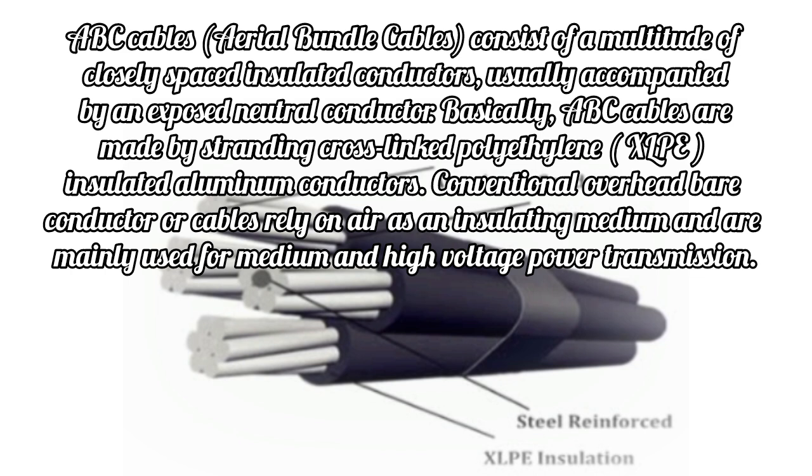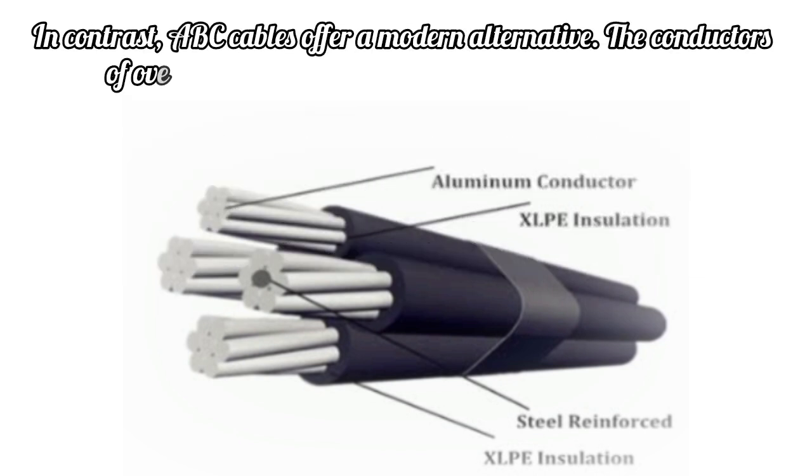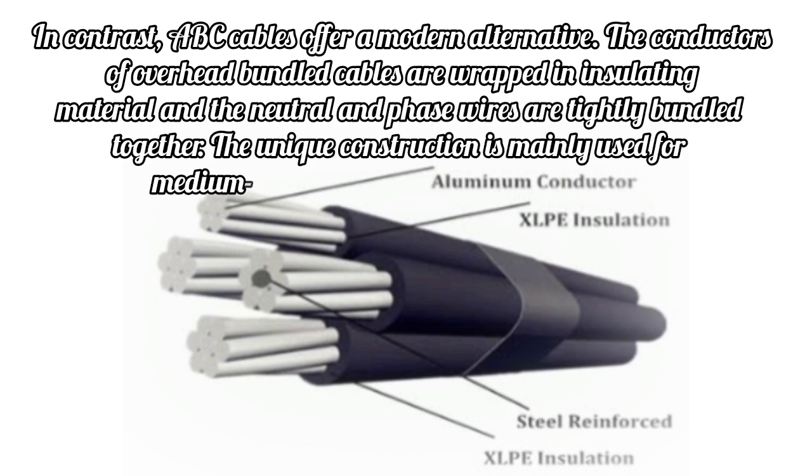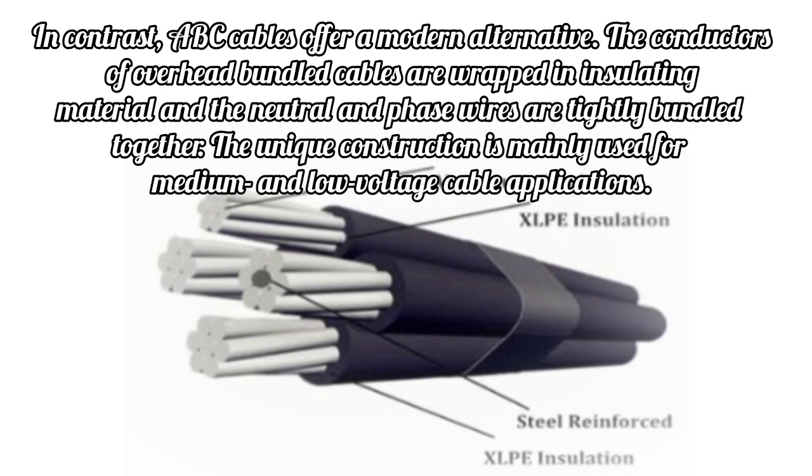Conventional overhead bare conductors or cables rely on air as an insulating medium and are mainly used for medium and high voltage power transmission. In contrast, ABC cables offer a modern alternative. The conductors of overhead bundled cables are wrapped in insulating material, and the neutral and phase wires are tightly bundled together. The unique construction is mainly used for medium and low voltage cable applications.